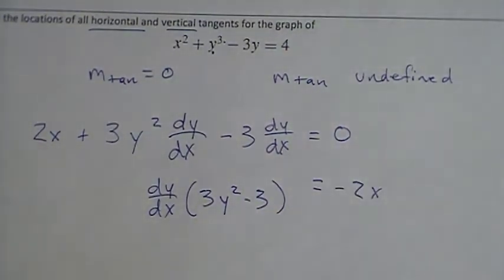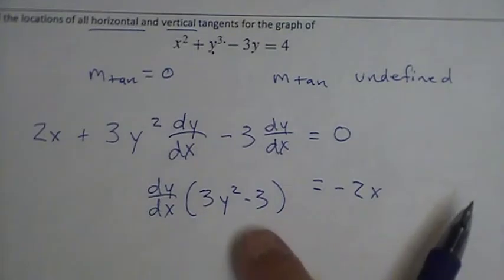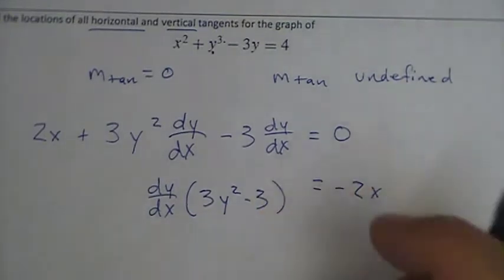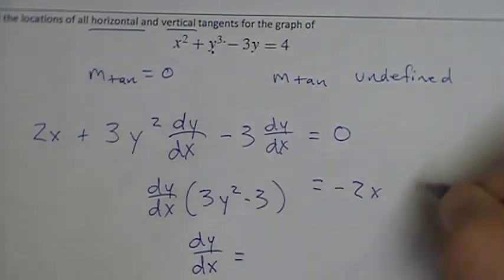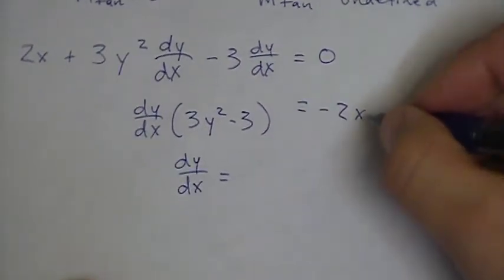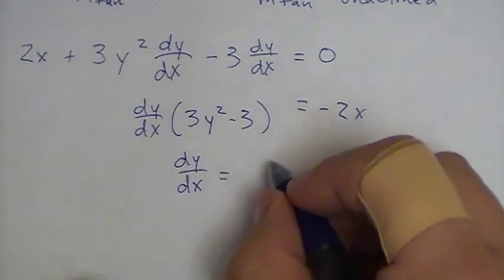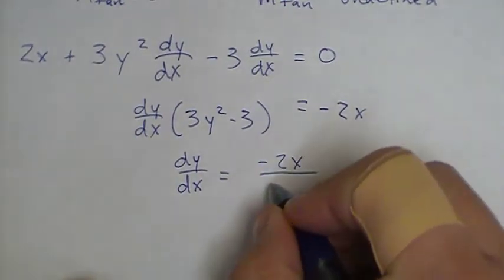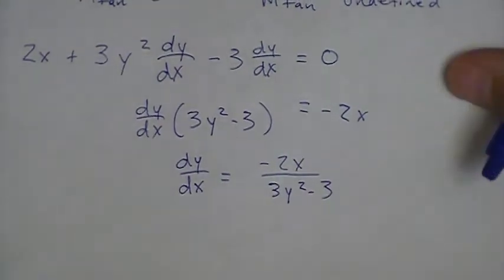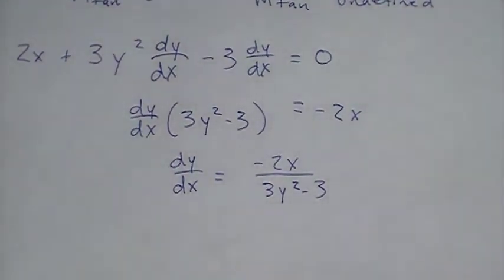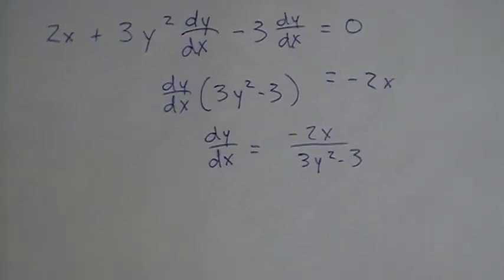Then I'll be able to solve for dy/dx, or solve for my derivative, by dividing each side by this quantity. So dy/dx is going to end up being the negative 2x that I already have over here, divided by this set of parentheses: negative 2x over 3y squared minus 3. So there's dy/dx. We were finding this so that we could figure out where this relation had horizontal tangents and vertical tangents. I'll deal with the horizontal tangents first.